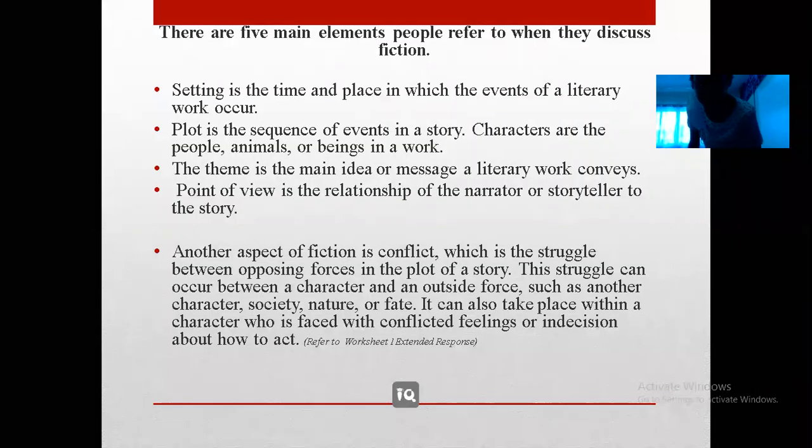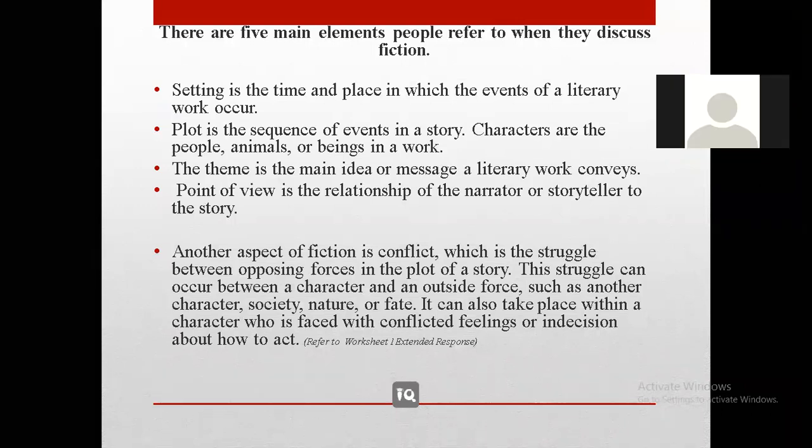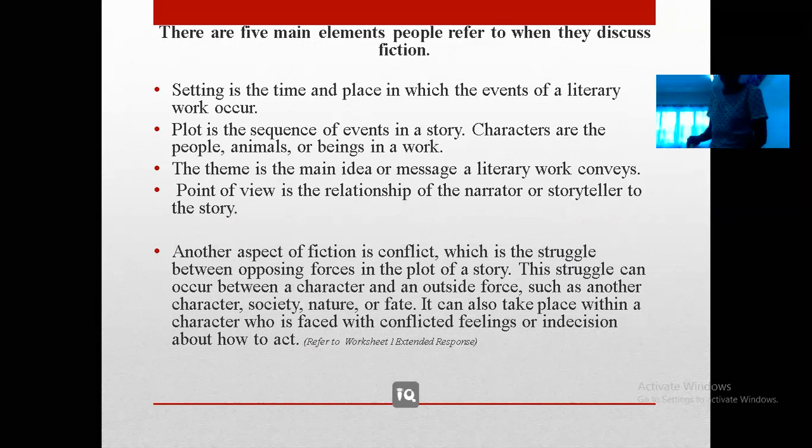Now, the elements of fiction. We have setting. Of course, you know this. Setting is not only the physical environment, but as well as the time in which the events occur or take place. Plot, the sequence of events. We have the theme, the main idea of the message, the insight that the author wants to convey to you. The point of view, this is our lesson now, as well as another aspect of fiction, which is conflict.